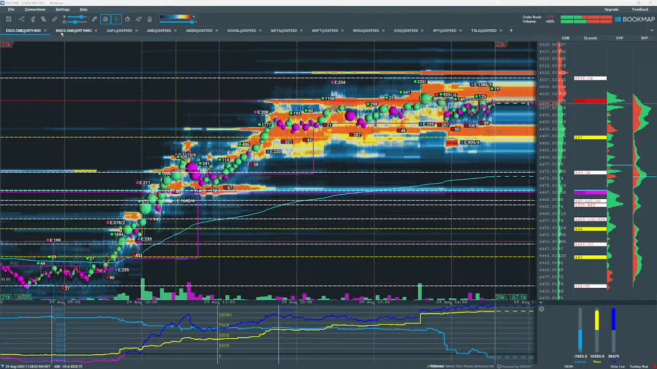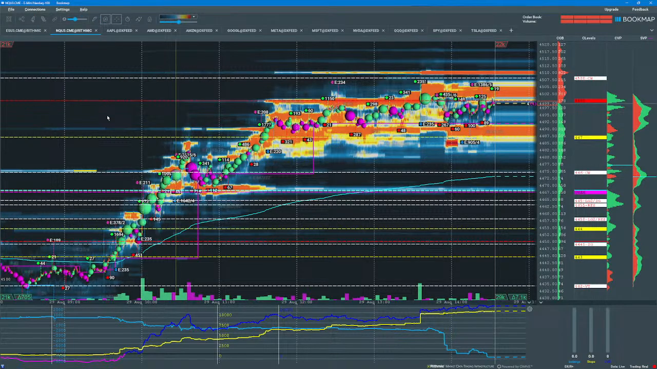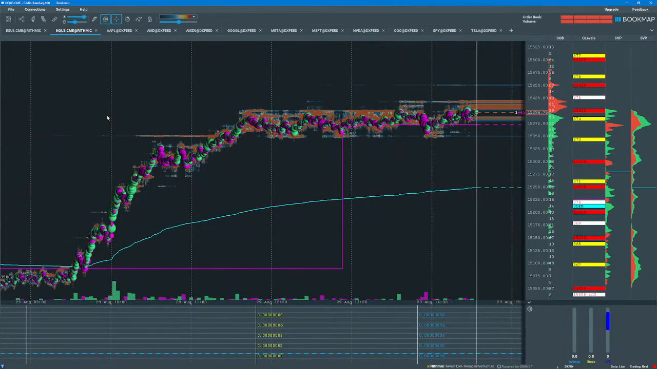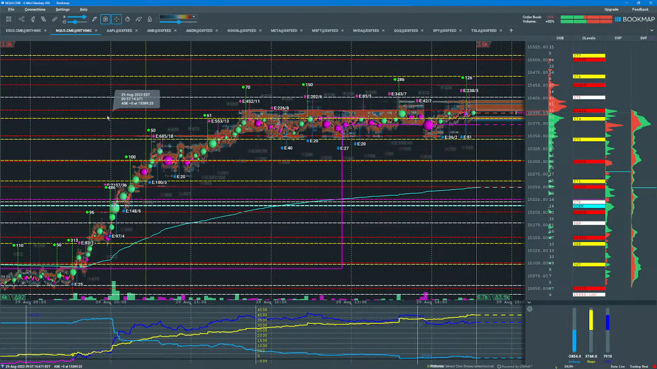Take one last look at NASDAQ. So we know call buyers have taken their foot off the gas and price has stalled right around the 15,400 level.